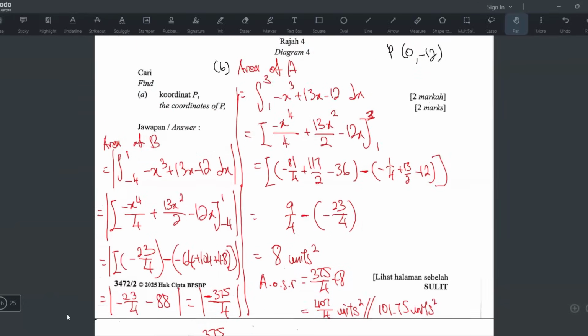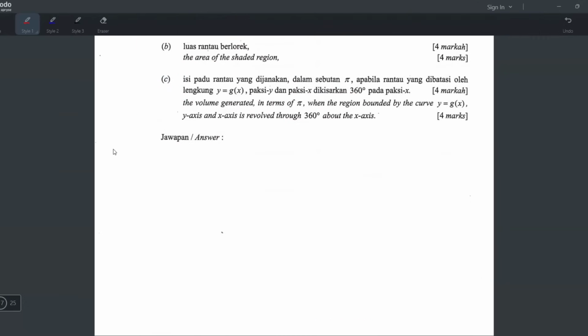Now let's look at C. So the C working I will do here. Alright, find the volume generated in terms of pi. Alright guys, the volume formula, if it is dx, it will be integrate pi y square. But if it is dy, it will be pi x square. But for the volume, they will tell you revolve which axis.